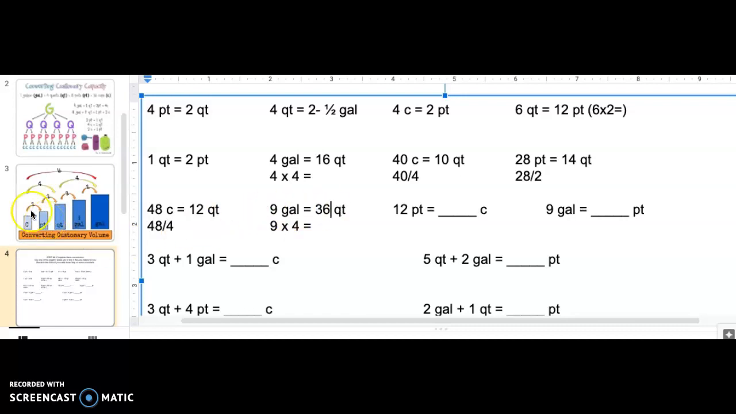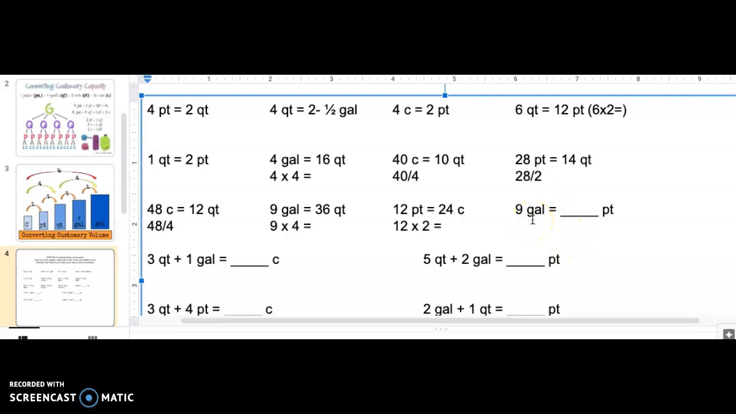12 pints is how many cups? 12 pints. So every pint I have 2 cups. Every pint, all 12 pints, I have 2 cups in each one of those. And 12 times 2 is 24.